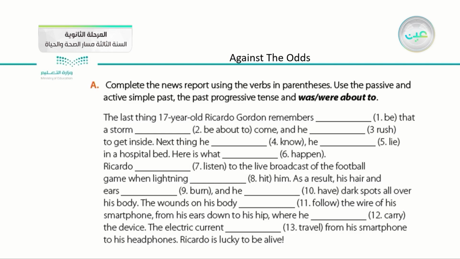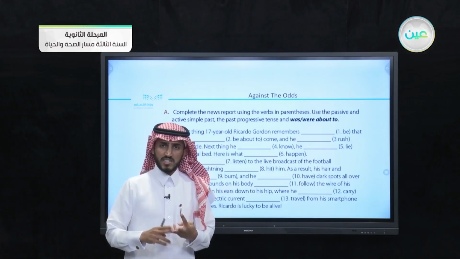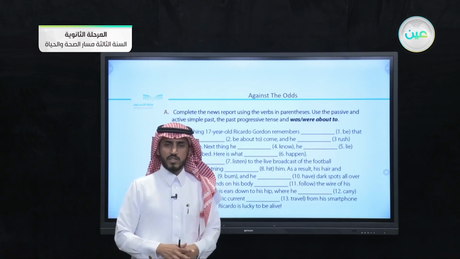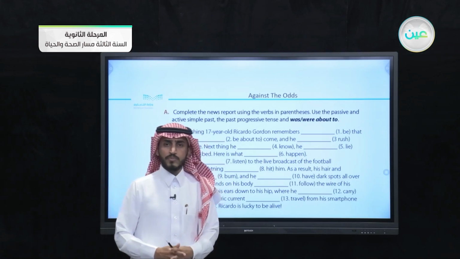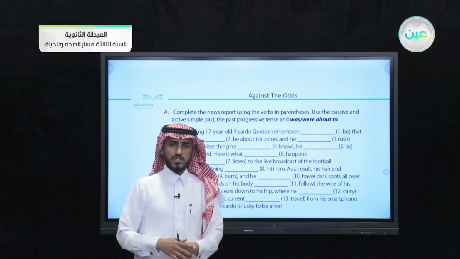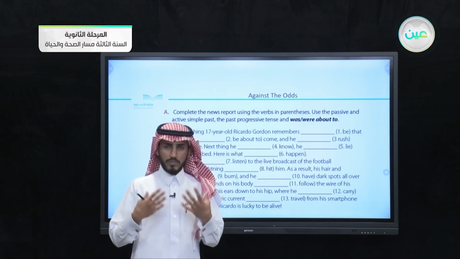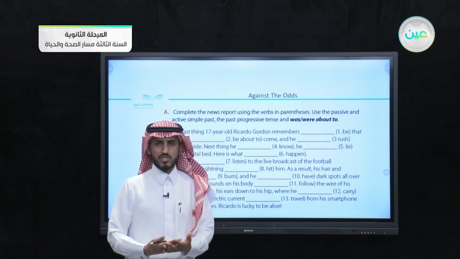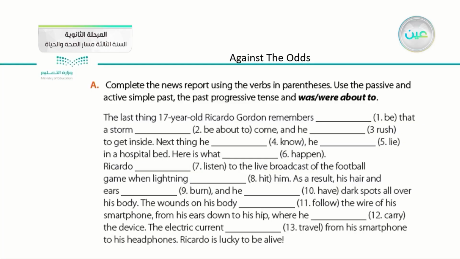After that, we have now 3 exercises regarding the previous grammatical rules that we have just learned. In each one of them, we will talk about 1 or 2 of these grammatical rules, and we will try to answer these questions together. We will start with the first one. A. Complete the news report using the verbs in parentheses. Use the passive and the active simple past, the past progressive tense, and was or were about to.